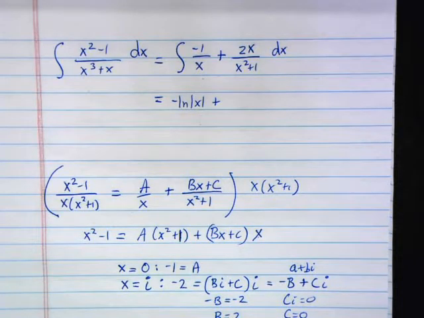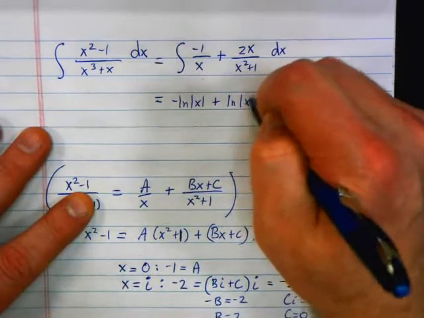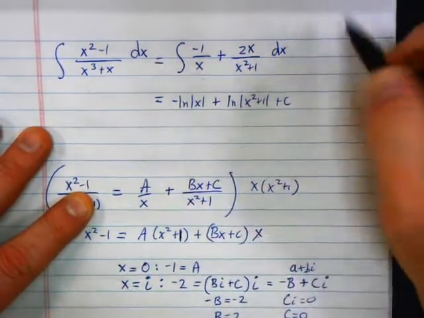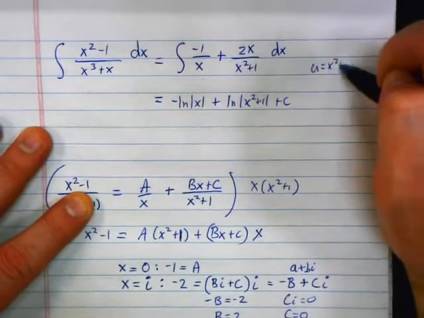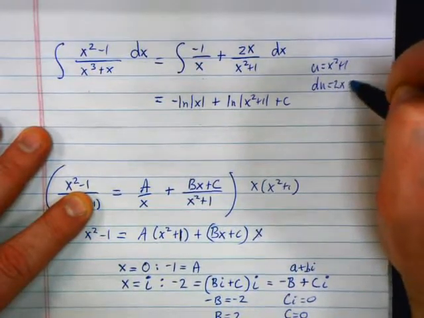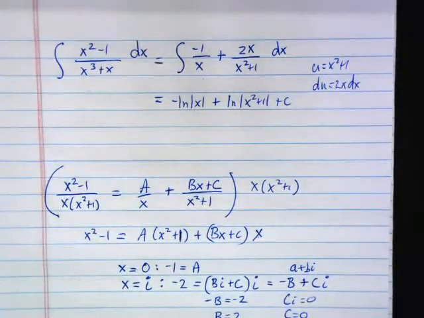You're close. It's just ln of x squared plus 1. Because you would let u equal x squared plus 1, du would be exactly the 2x dx. It works out perfectly. It's a perfect u substitution. You don't have to mess with any numbers. Questions on that?